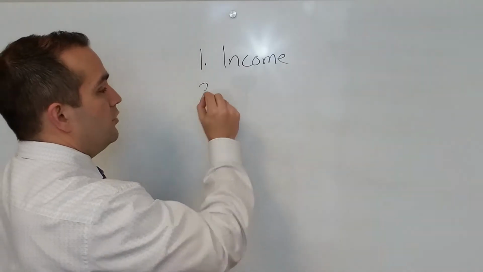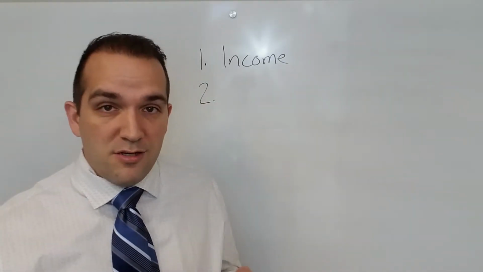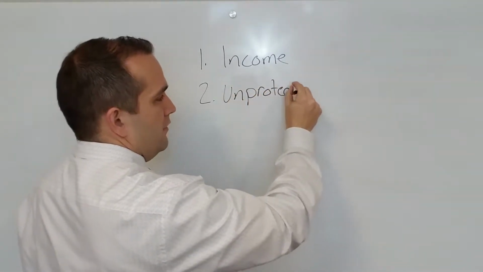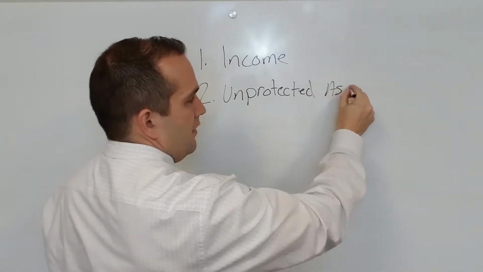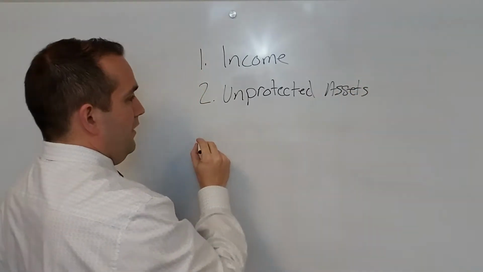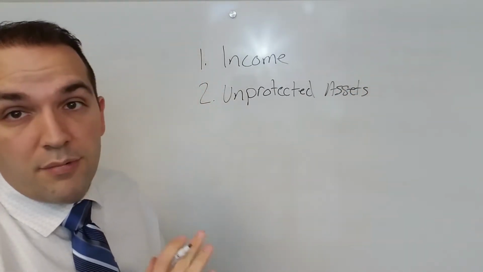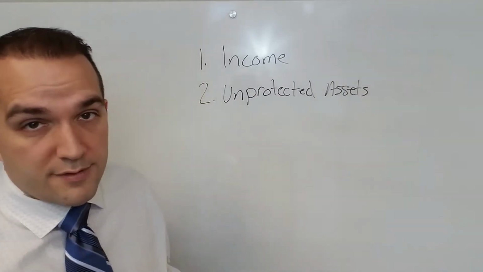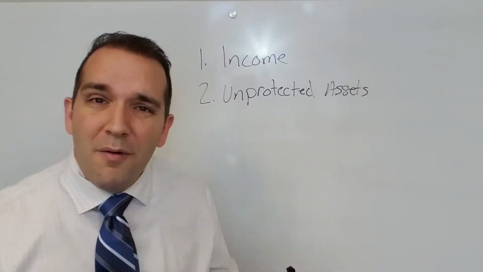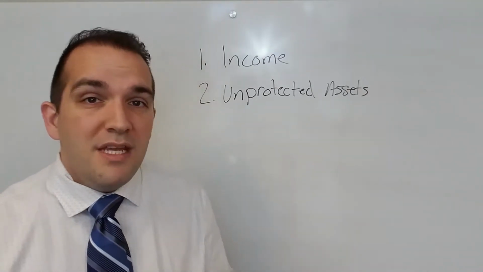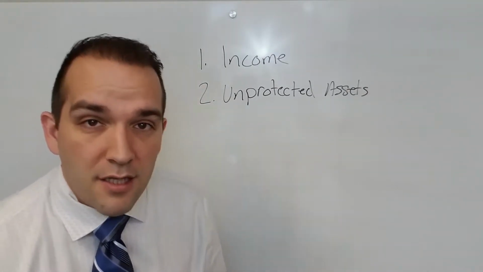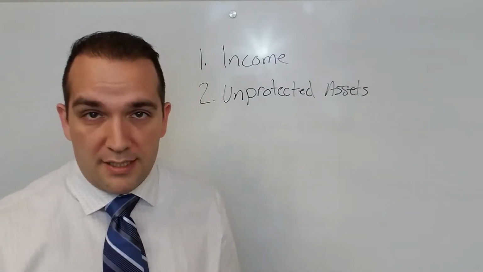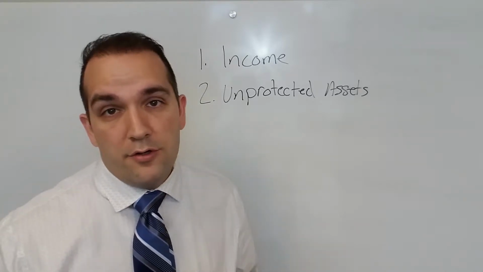Okay, number 2, I break out these two groups into unprotected assets and the next is going to be protected assets. Now, I might need to wipe some things off the board as we go along. But unprotected assets, in your state, you need to know what unprotected assets is. And that's what I actually say to the clients. I go, we're going to go over your unprotected assets. These are the assets that creditors can take from you.